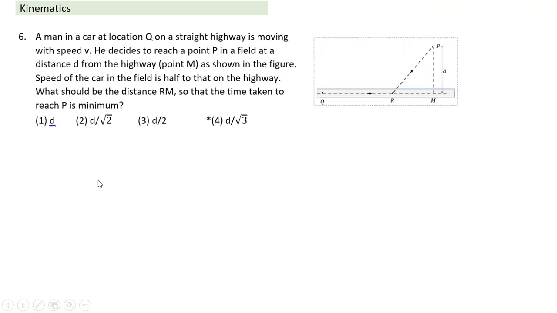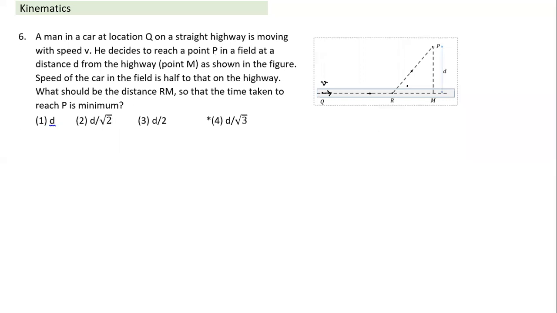This is a question which had come in mains, and this is the first interesting question. This is how it was given: a man in a car at location Q. So there's a car which is moving at location Q on a straight highway. It is moving at the speed v. This is actually how it has appeared in the examination. It decides to reach a point P in the field.